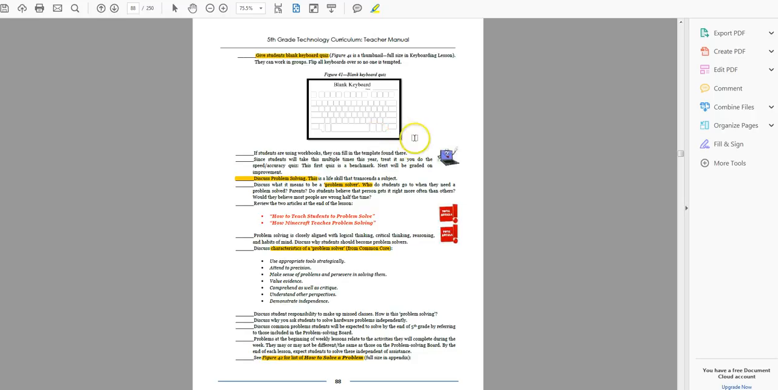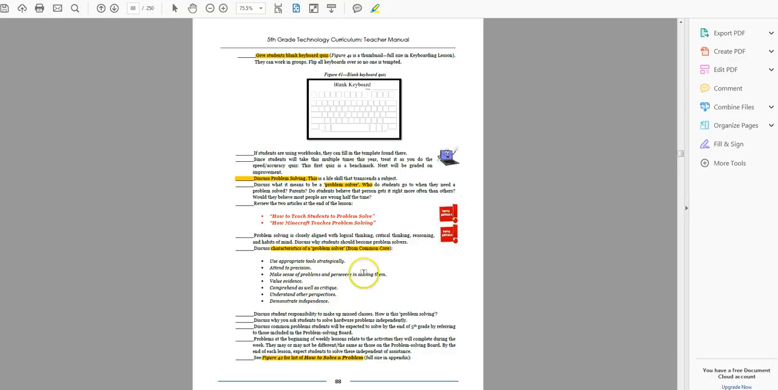Okay, now we're going to discuss problem solving. What does that mean, and what is a problem solver? Here's some characteristics you can get to that really describe them. These are from Common Core, but students don't need to know that. It doesn't really matter. What matters is that these are traits that problem solvers share.